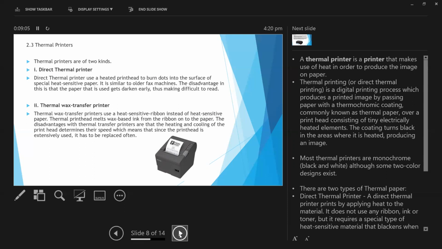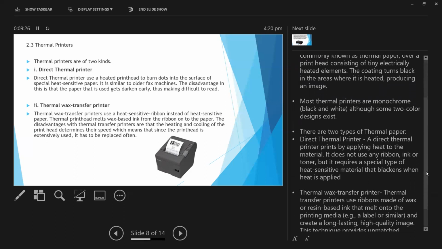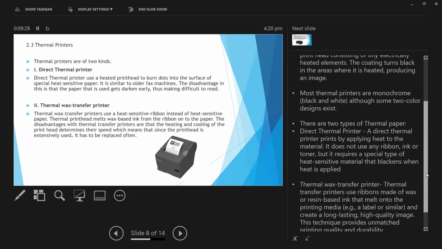Now, thermal printing is a digital printing process which produces a printed image by passing paper with a thermochromic coating, commonly known as thermal paper, over a printhead consisting of tiny electrically heated elements. The coating turns black in the areas where it is heated, producing an image. Most thermal printers are monochrome, that is black and white, although some two-color designs exist.